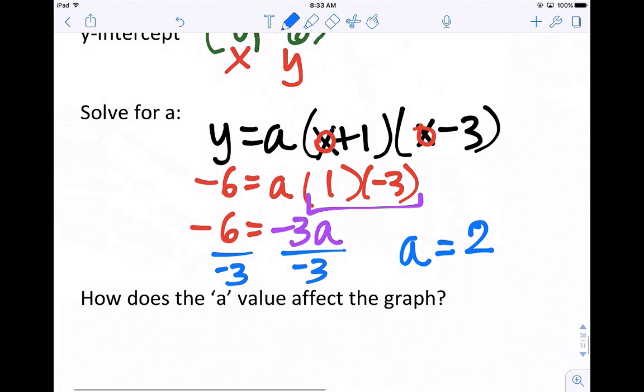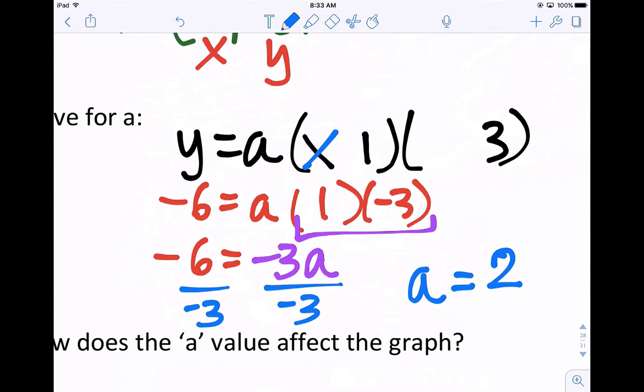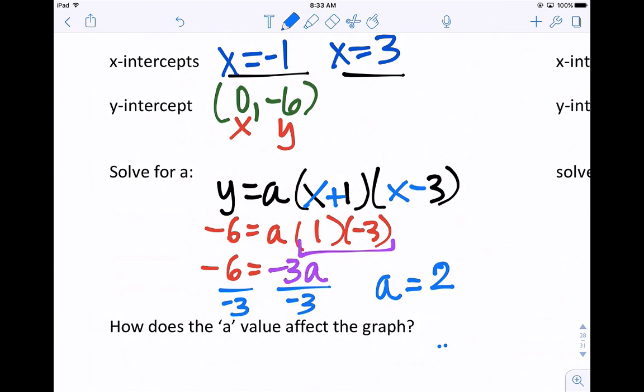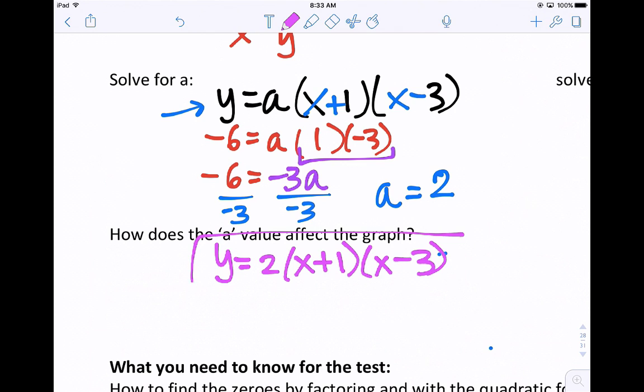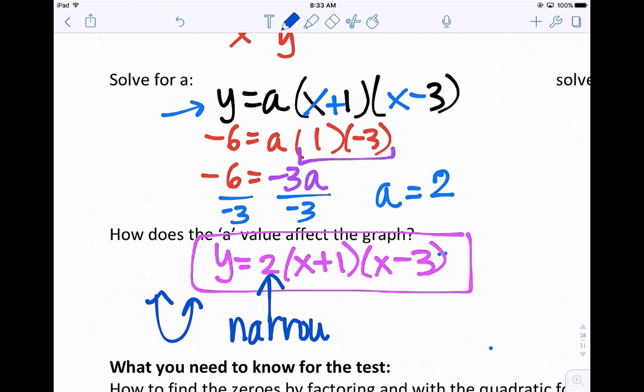And when we rewrite our equation right here, so we had our x plus 1, x minus 3. All right, so you just take this equation and rewrite it with your a value as 2. So let's write it down here since I'm out of room. We'd have y equals 2 times x plus 1, x minus 3. There's our equation in factored form. And the a value, how does the a value affect the graph? So we know it's going to be a right side up, a smiley face graph, but it's going to be skinnier or narrower than the original function.